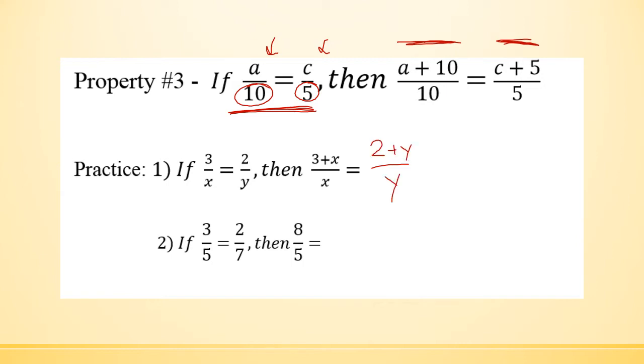So you should have 2 plus y over y. Finish number 2. So for number 2, you should have 8 over 5 equals 9 over 7.